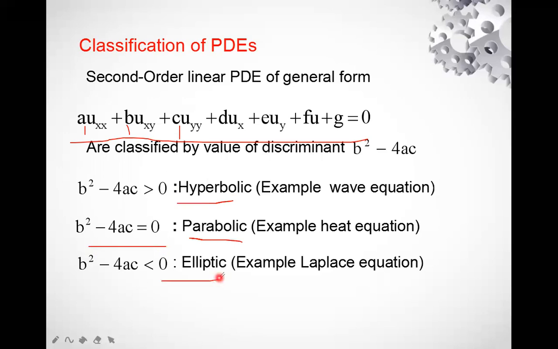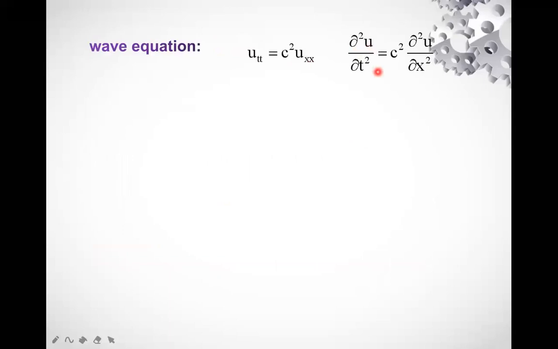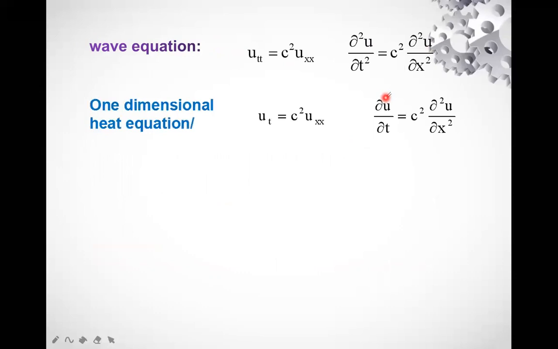Now, what is the general form of the wave equation? utt equals c square into uxx, that is dou square u by dou t square equals c square into dou square u by dou x square. Now the one-dimensional heat equation: ut equals c square into uxx, that is dou u by dou t equals c square into dou square u by dou x square.